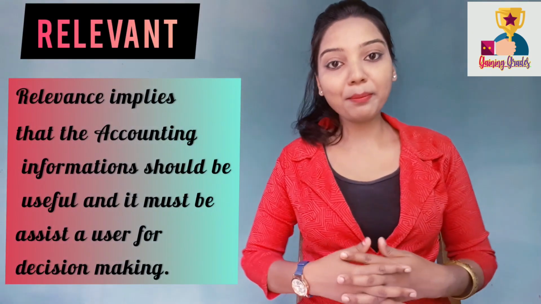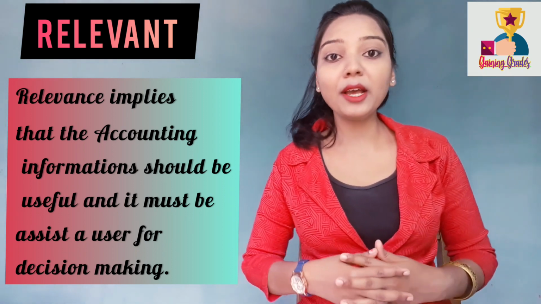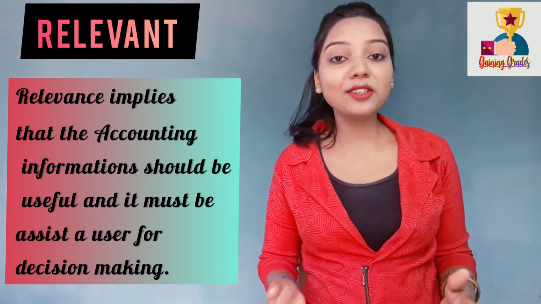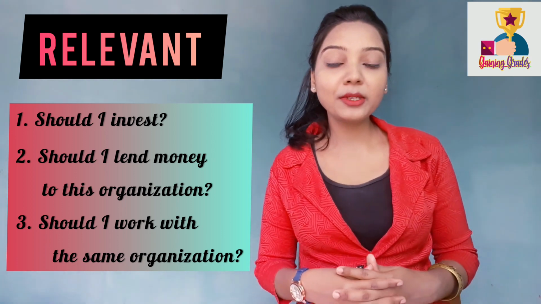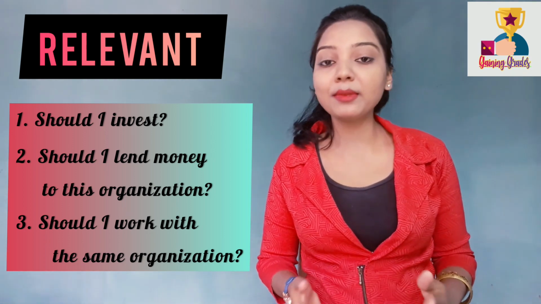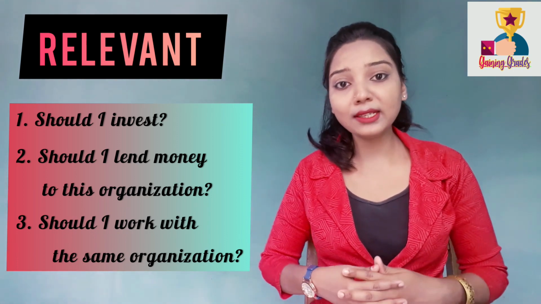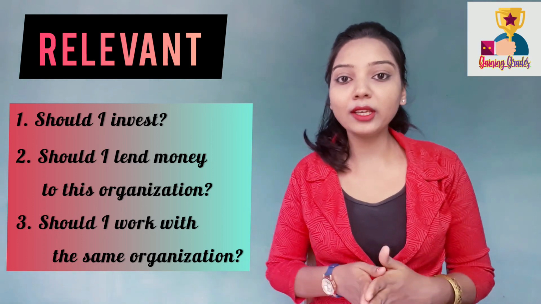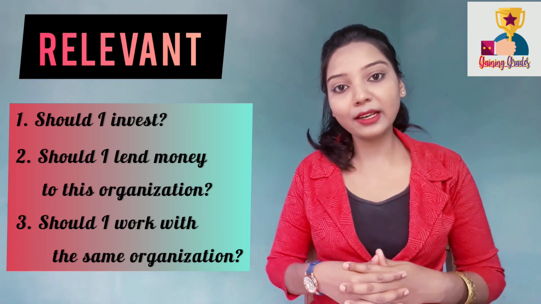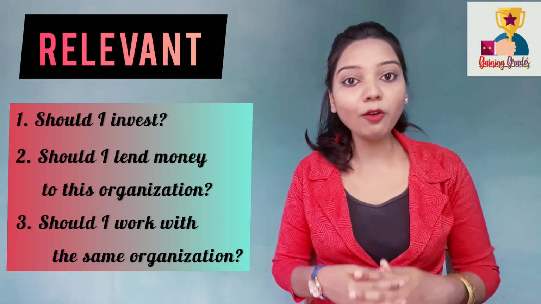So the next qualitative characteristic is relevance. Relevance implies that the accounting information should be useful, and it must assist a user in decision making. Decisions like, should I invest in the same business organization, should I lend money to this business organization, or should I work with the same business organization. So the accounting information should have the quality of relevance so that the users can take decisions for investment, for lending money to the organization, and for working in the organization. So if the users are able to take decisions like this, then we can say that good accounting information has the quality of relevance.